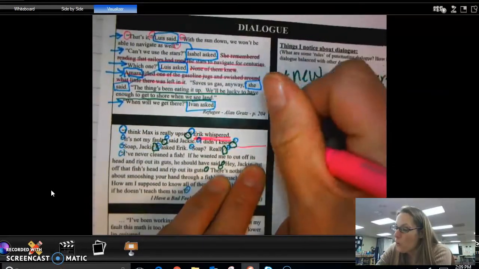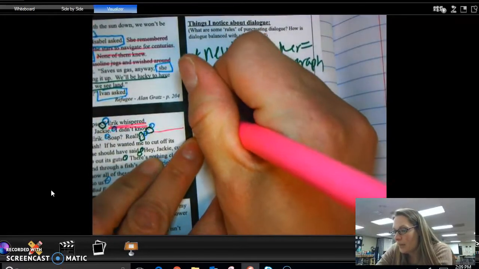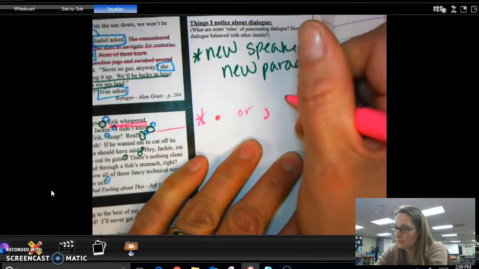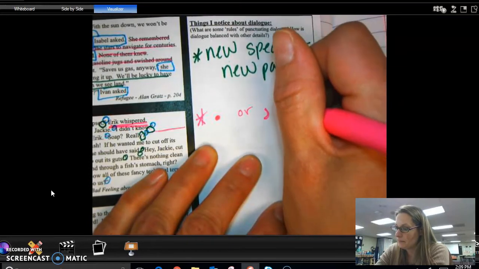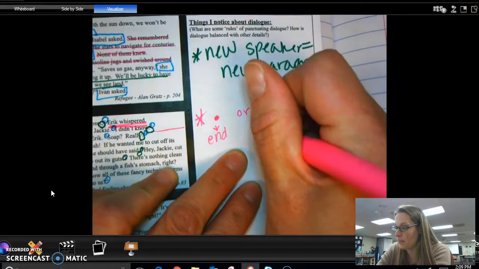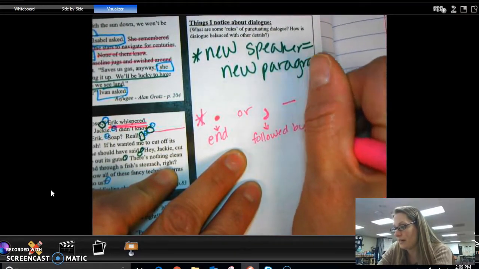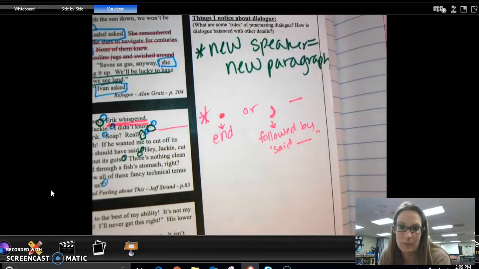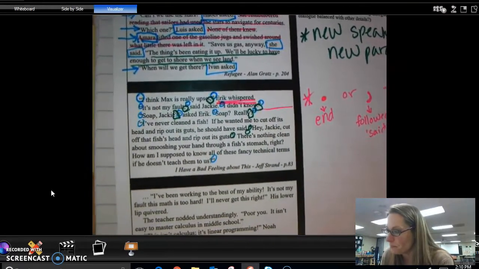Okay, so one thing you should notice is a period or a comma. This would be at the end of a sentence, and this would be followed by "said" blank. I don't know how to word that. But it's the idea of when do I use a period and when do I use a comma.